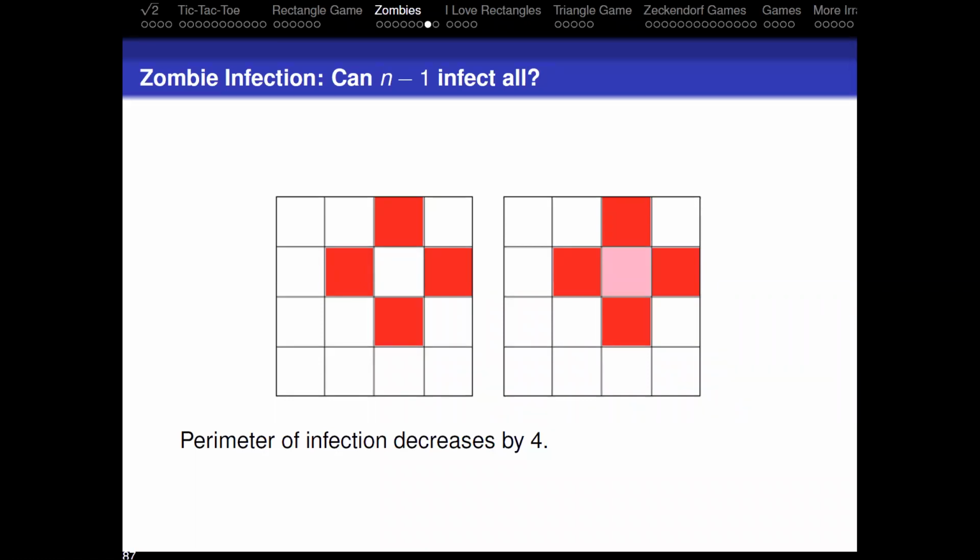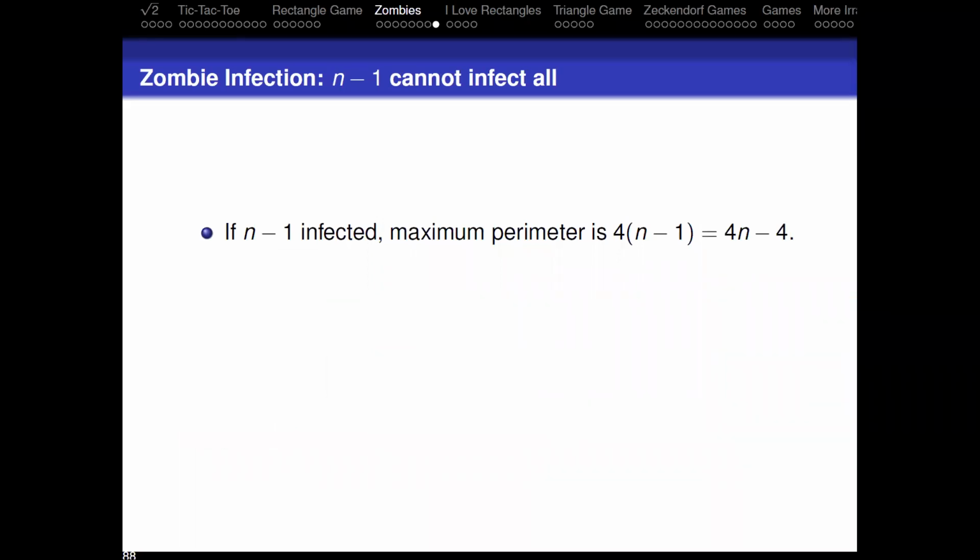Or you can look at temperature. Most quantities in life are not moving just in one direction. When you find something that moves in just one direction, you can often use that to great benefit. And so now we know the perimeter can never increase as the infection spreads. So if n-1 cells are infected, the maximum possible perimeter would be if no wall was being shared by 2 infected cells. So do you agree that the maximum perimeter is 4 times n-1?